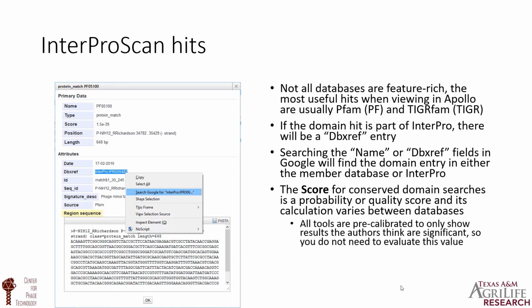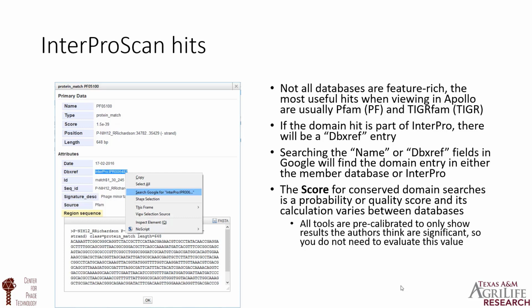The calculation of the score for conserved domain searches varies between the databases. This is not strictly an E-value, as you might see it in BLAST results. These tools are all pre-calibrated to show only the results that they think are significant, so you generally do not need to evaluate this value, as you might for a BLAST result.